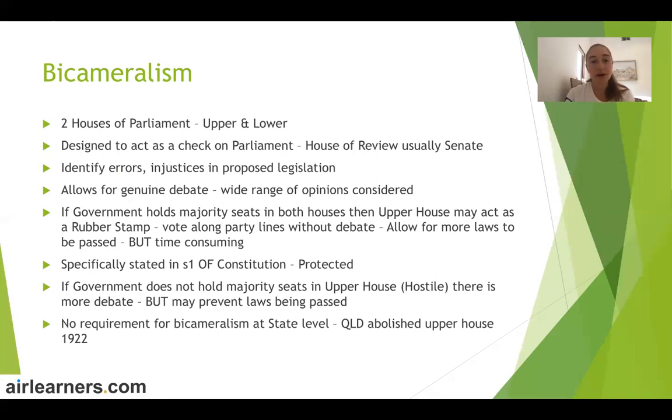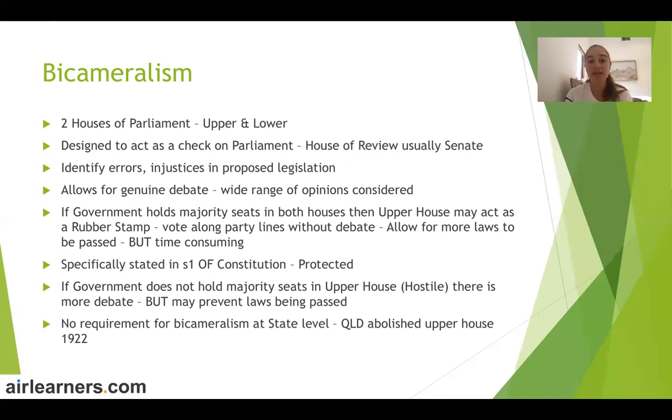The principle of bicameralism is also protected as it is specifically stated in Section 1 of the Constitution, which outlines there must be two houses of Parliament. And that means that it cannot be changed. The only way it can be changed and removed is by referendum. So Parliament could not just remove the upper house if they wanted to.